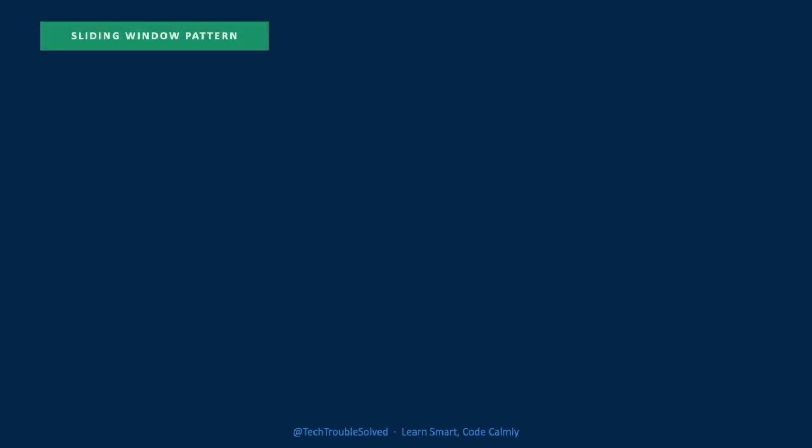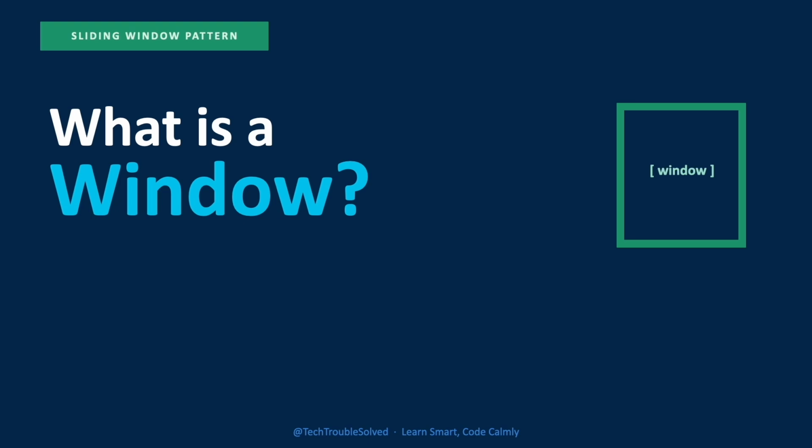Welcome back. In the previous video, we learned the two pointers pattern, where we used a left pointer and a right pointer to scan the array efficiently. Now, we take that idea one step further. Instead of looking at individual elements, what if we process a group of elements together and move that group forward? That group is called a window, and this approach is known as the sliding window pattern.